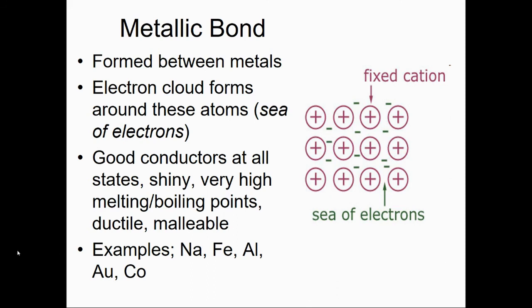Okay, they're ductile, they're malleable. Some examples of metals: sodium, iron, aluminum, gold, and cobalt. These are all different examples of metal. Aluminum, you make your aluminum cans out of that, right?